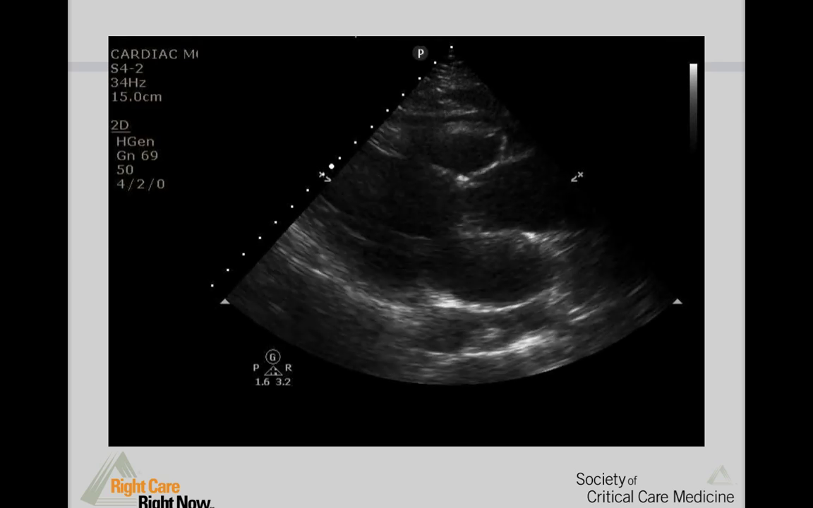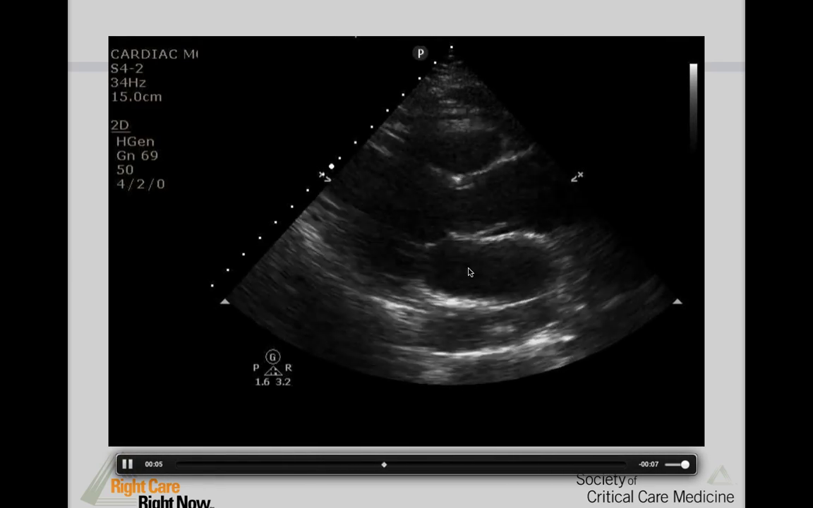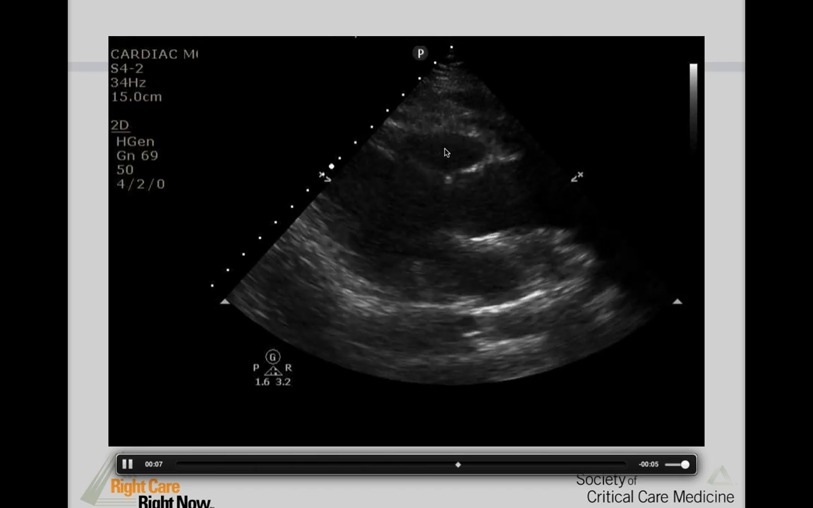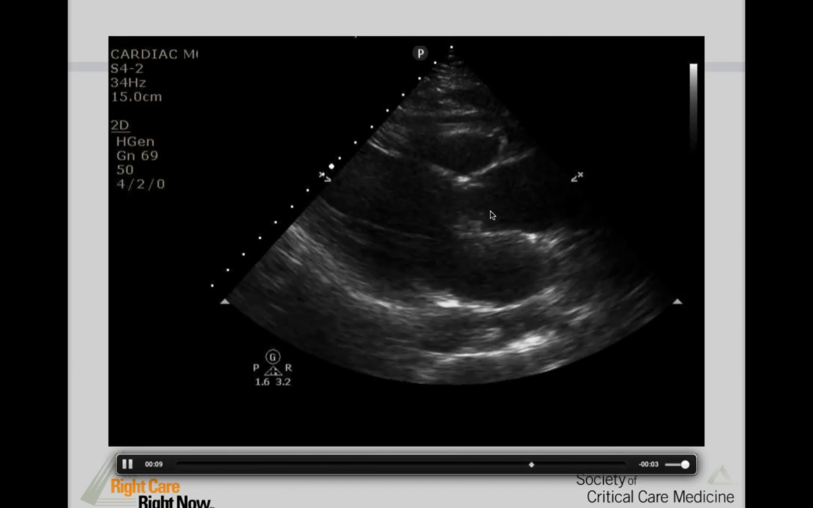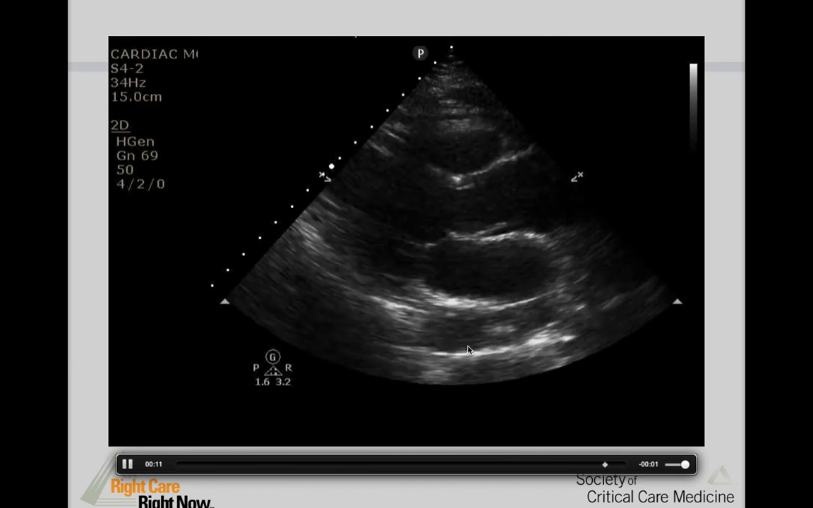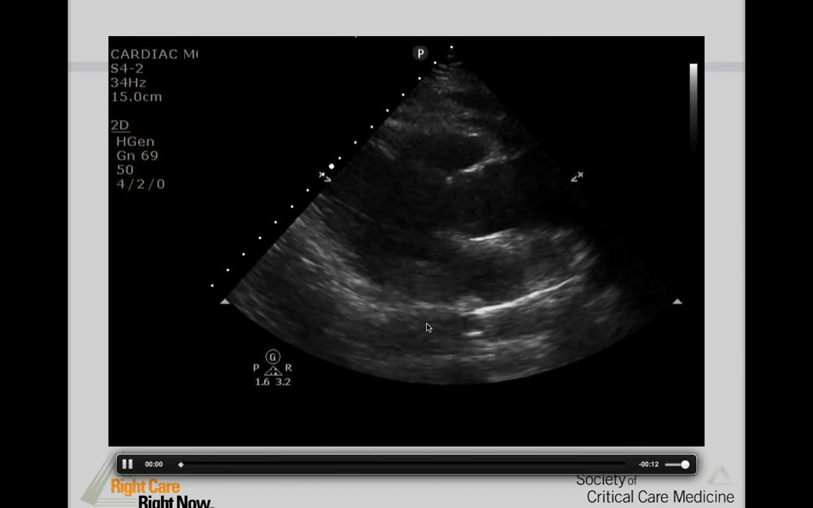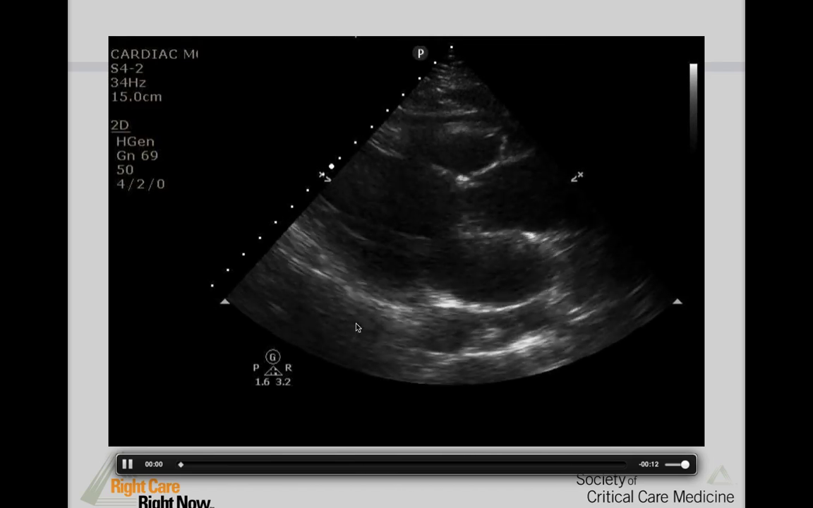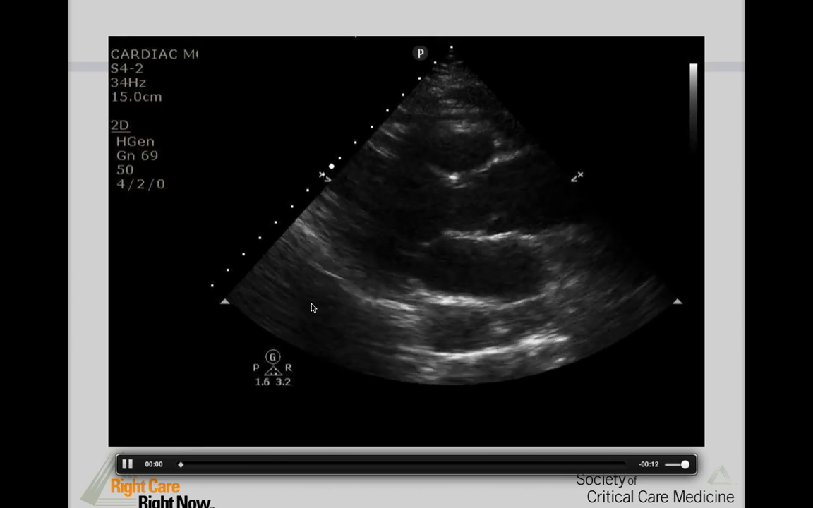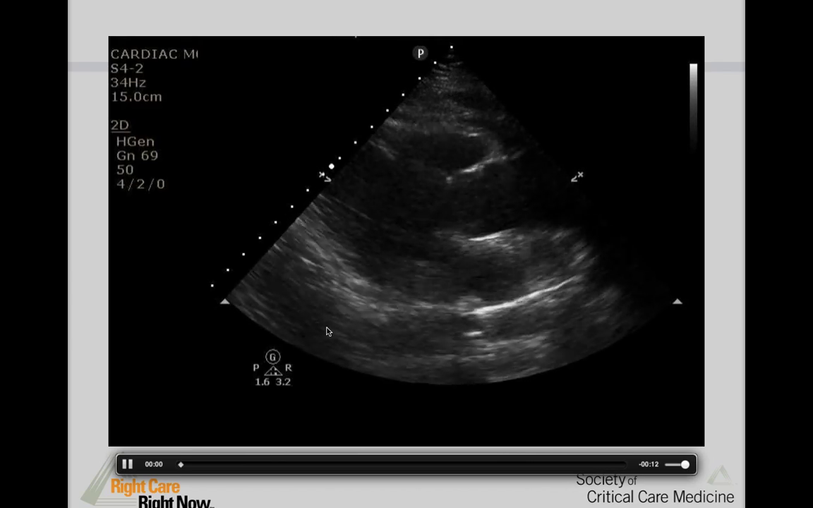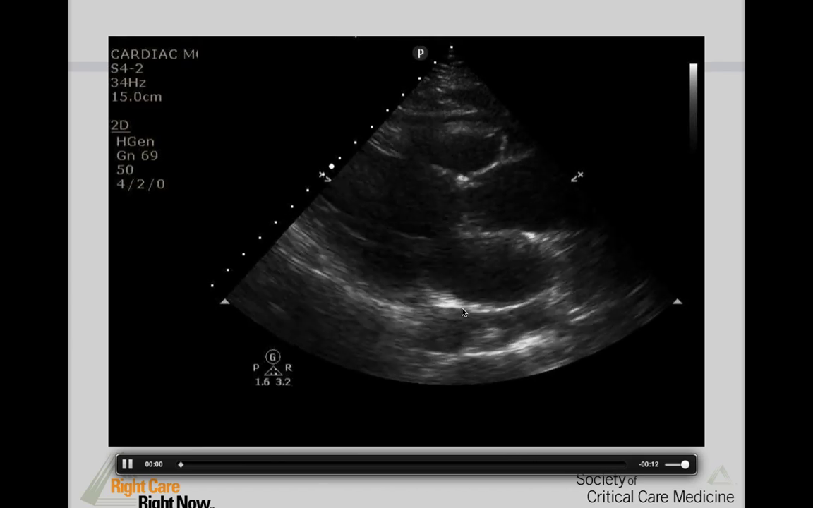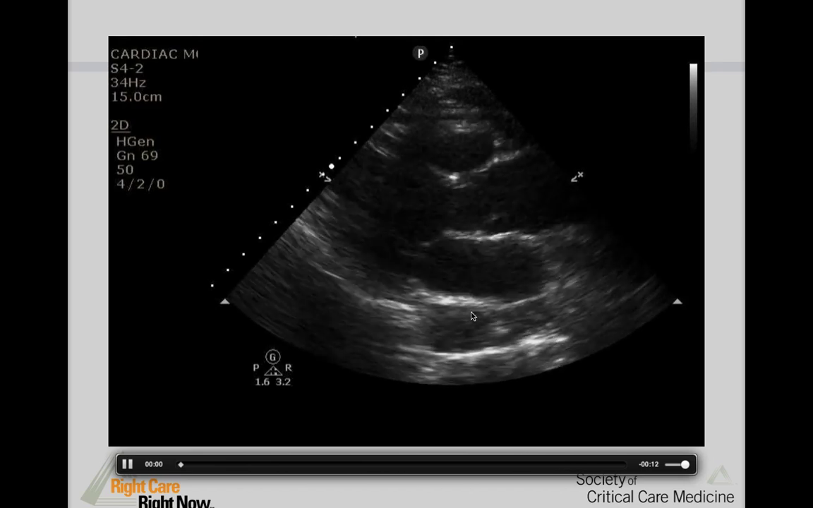So this is a long axis view. As you see here, here's your left atrium, left ventricle, right ventricle. This is your outflow tract here. This is a beautiful view because you can see the descending aorta, which helps differentiate between effusions that are in the pleural space, which tend to be behind this descending aorta, or in the pericardial space, which tend to float up above this descending aorta.